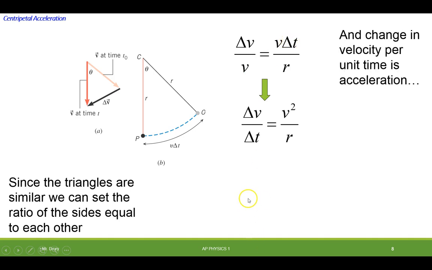And I know that any change of velocity per unit time is acceleration. I've now derived our centripetal acceleration equation, where the tangential velocity, that's the velocity it would be going off at on a tangent, squared divided by the radius is equal to the centripetal acceleration.